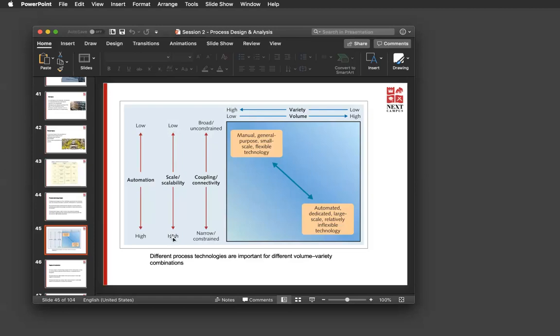Connectivity. Connectivity is broad and unconstrained. When you say connectivity, it is how you connect one activity with the other. Right here, because your product and service is very specialized, your connectivity is very, very limited. There is no similarity between the activities because you are customizing certain things. In this case, right on the line, at this particular point, your connectivity is constrained. Right?